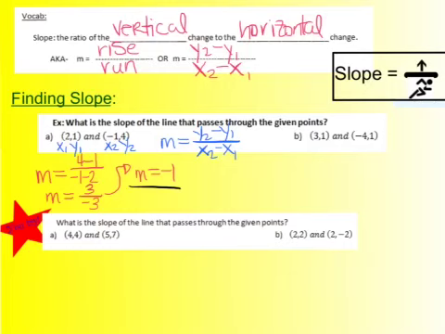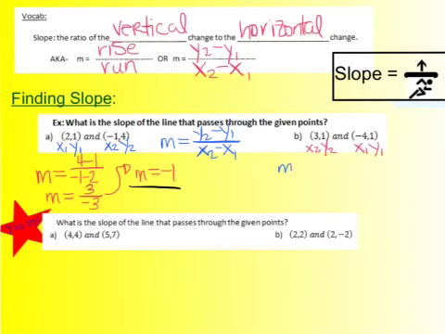Looking at part B of our example, again using the slope formula, let's change it up this time. It doesn't matter the order of your pairs as long as the 2's are together and the 1's are together. So I'm going to call this x2 and this one y2. This one x1, this one y1. So you just need to know that for each ordered pair you need an x and a y, and that the 2's belong together and the 1's belong together.